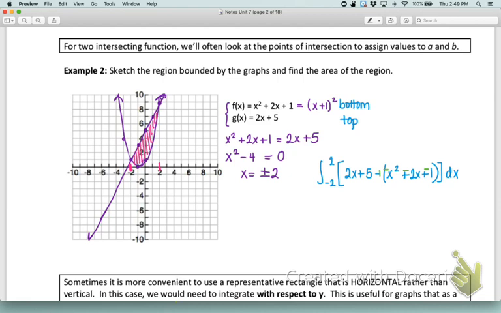Once you work that integral down, this would be one that you should be able to do without a calculator, but you can go ahead and work that and check your answer. We get 32/3 as the solution there. So that's a basic introduction to finding the area between two curves.